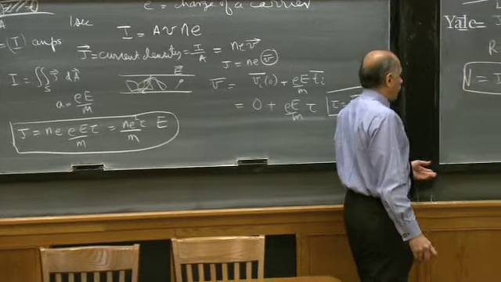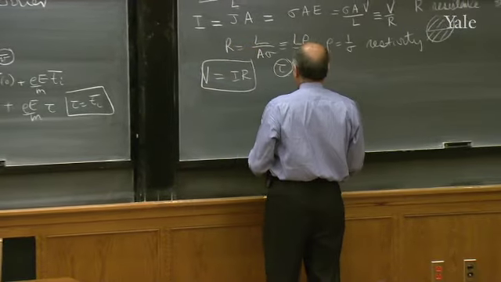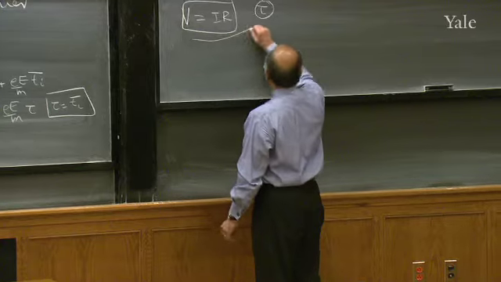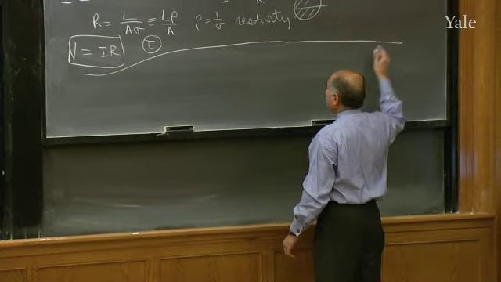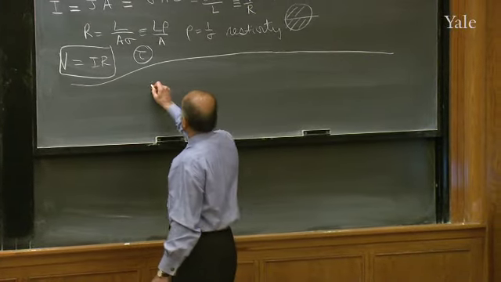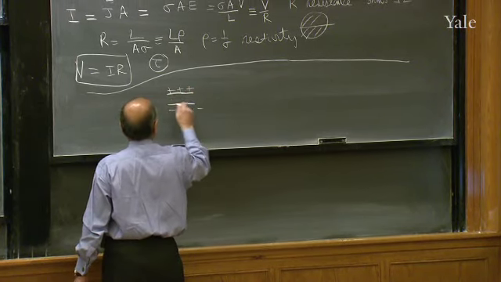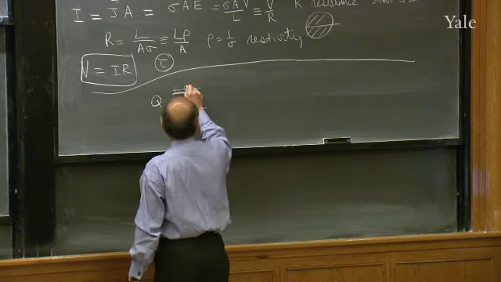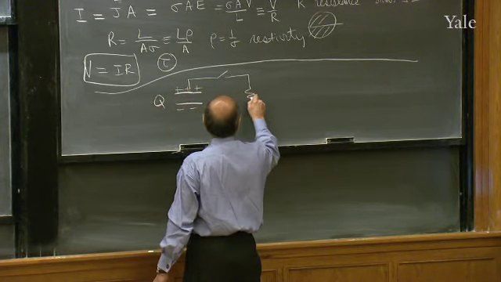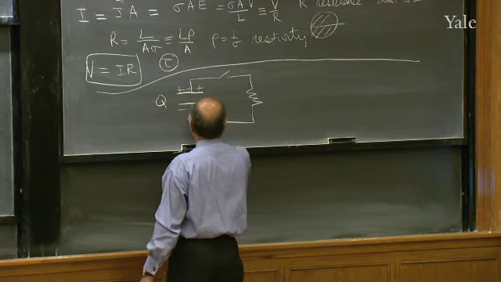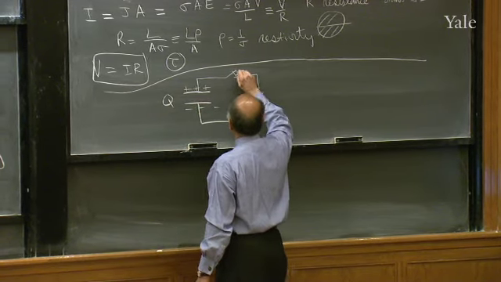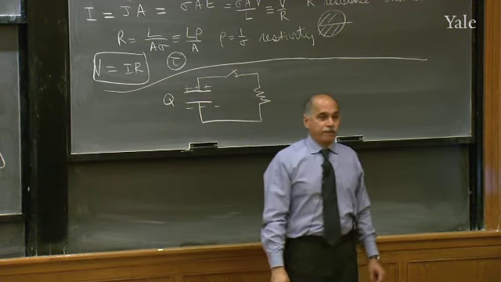Okay, so now I want to do a little electric circuits for you. So here's one simple circuit I'm going to do. I'm going to take a capacitor, charge it up to some amount Q, then I'm going to put my resistor here like this and ask what happens when I close that switch. Okay?